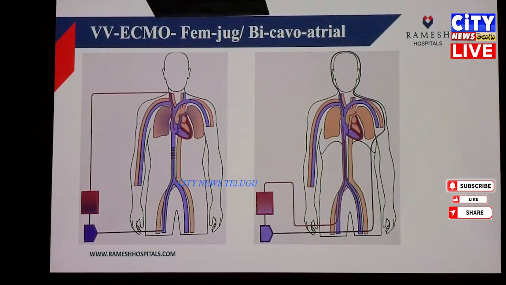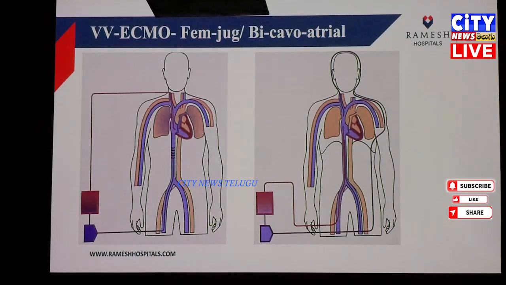These are some of the other configurations. Instead of femoral vein and femoral vein on both sides, you can take the femoral vein on one side and return the blood to the jugular vein. This configuration will be a femoral jugular configuration.